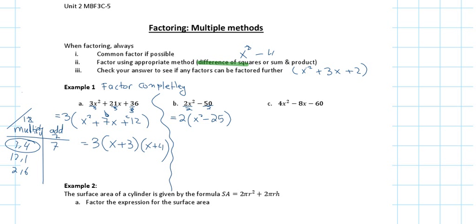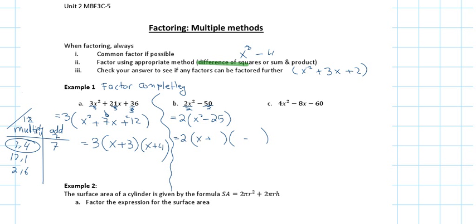My difference of squares have to be plus and minus. What do I put in the first? X, because the square root of x squared is x. What do I put in my second spot? 5, because the square root of 25 is 5. Are we okay with this?